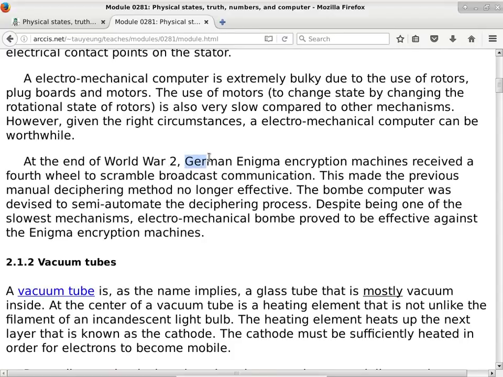But they're still useful because at the end of World War II, the German Enigma encryption machines received a fourth wheel to scramble broadcast communication. The British had a way to crack encryption by hand before the fourth wheel was introduced. They could do the deciphering fast enough to be useful. But once the fourth wheel was introduced, it became too complicated to crack manually. By the time it is cracked manually, the value of the message is gone already because the event would have happened already. So they had to use a computer to automate this process and do it much faster than people could.